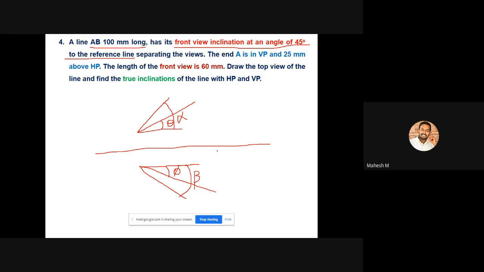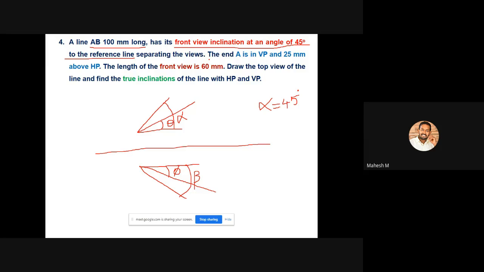Okay. So in the problem, you have the angle alpha equal to 45 degrees. So you have an angle of 45 degrees to the reference line, separating the views, so it's not an important one. And next point: the end A is in VP.